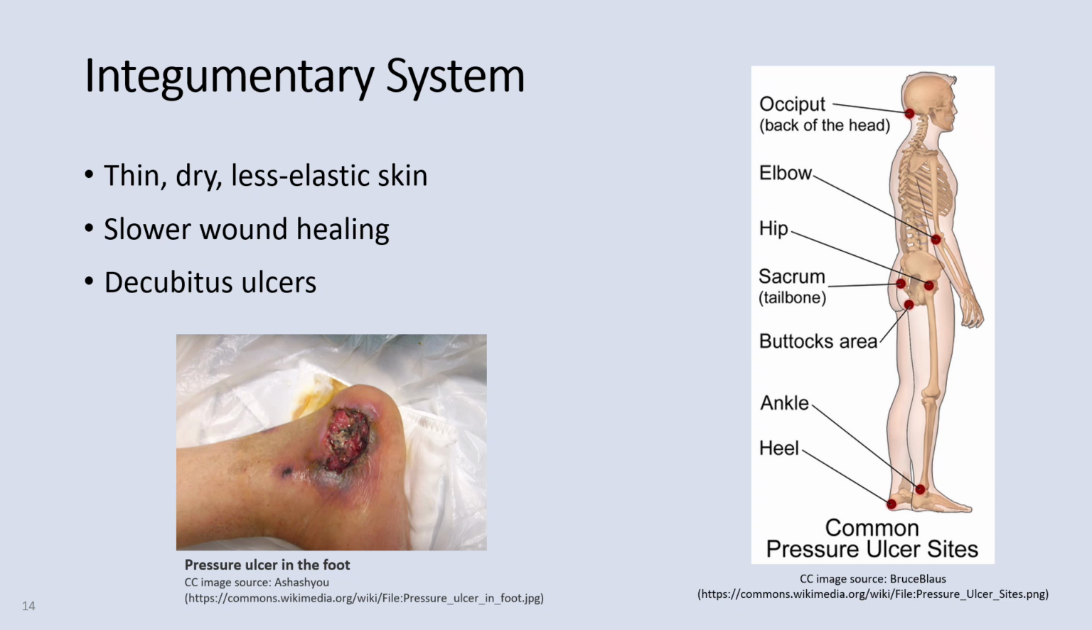Decubitus ulcers, also known as pressure sores or bed sores, are areas of skin damage that develop when prolonged pressure is applied to a specific area of the body, causing a decrease in tissue perfusion that leads to tissue necrosis or death. The image on the right shows the areas that are most often affected in bedridden or non-ambulatory patients. As we can see in the image on the left, decubitus ulcers can be significant and may lead to sepsis and patient death without proper care.